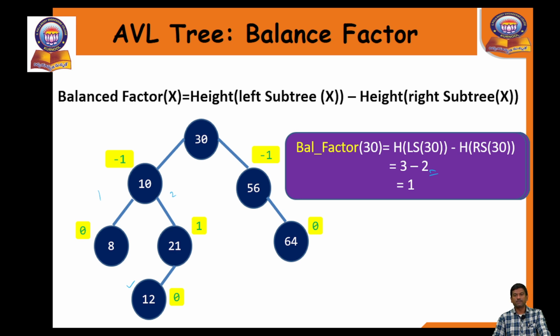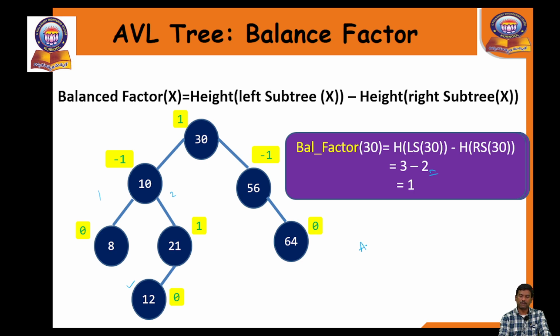And what about the height of the right subtree? There are 2 nodes present towards the right subtree, that is 56 and similarly 64, 2 levels. So 3 minus 2, that will be equal to 1. So the balance factor of node 30 is equal to 1. And that is how we can say this is an AVL tree.